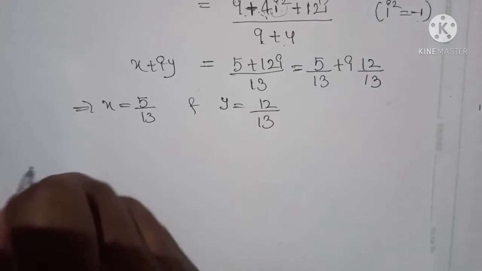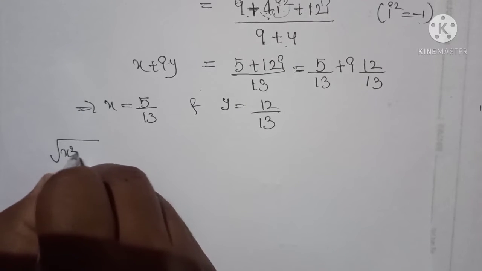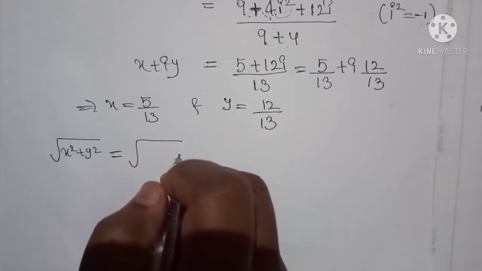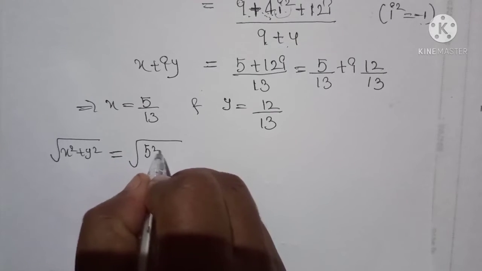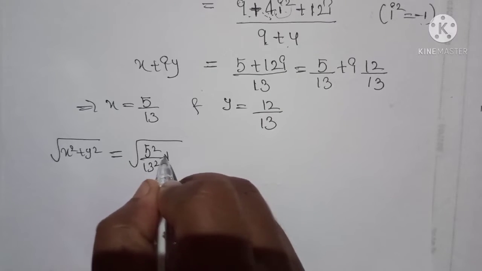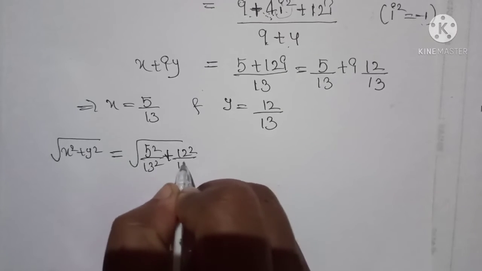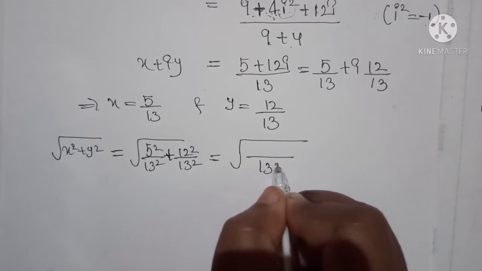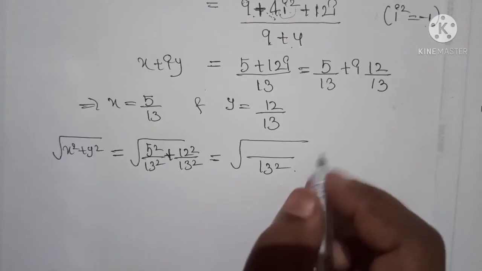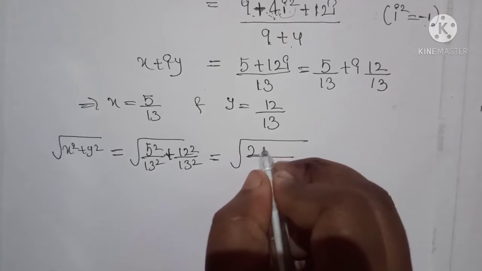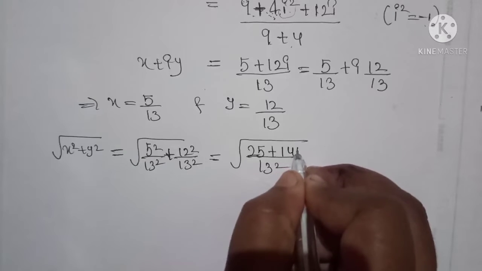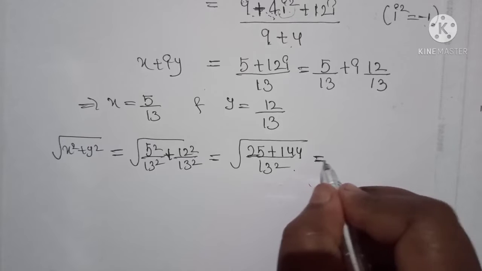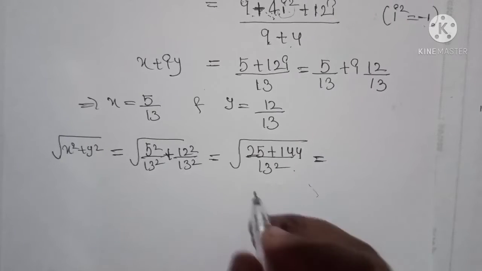Now square root of x square plus y square is equal to square root of 5 square divided by 13 square plus 12 square divided by 13 square, which is equal to, for the denominator we take 13 square and keep the 13 square LCM as it is. So 5 square is 25, 12 square is 144. Now simplifying this we get 169.